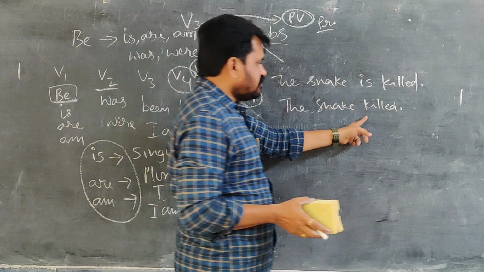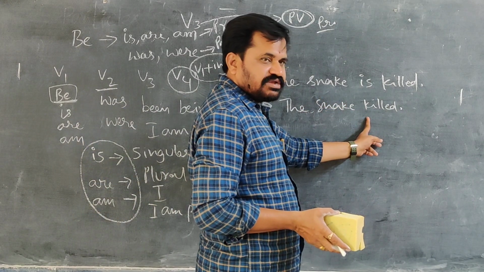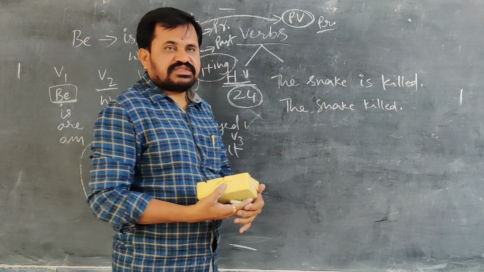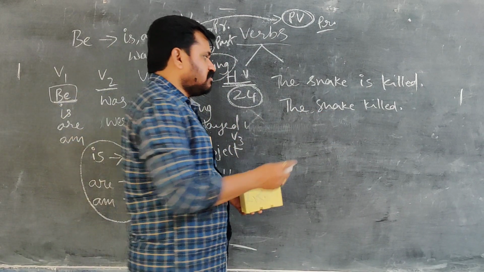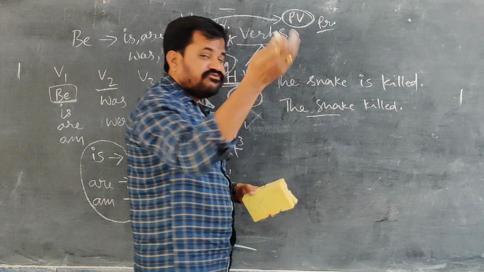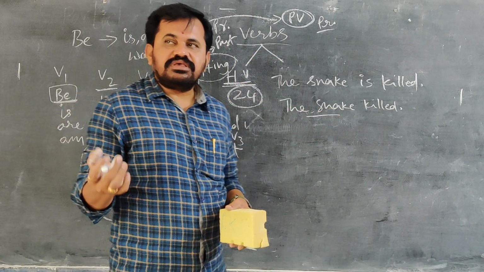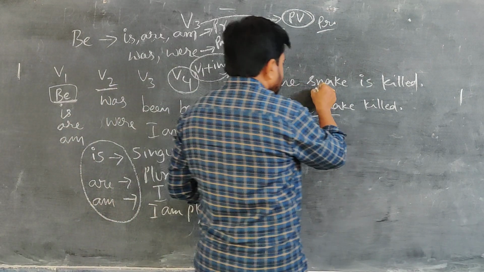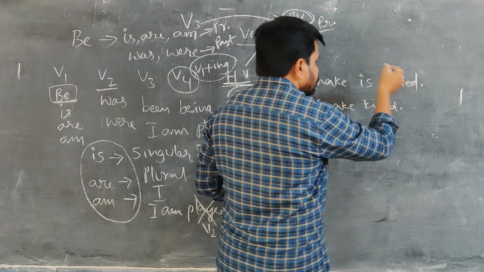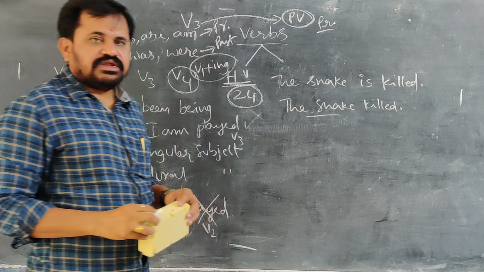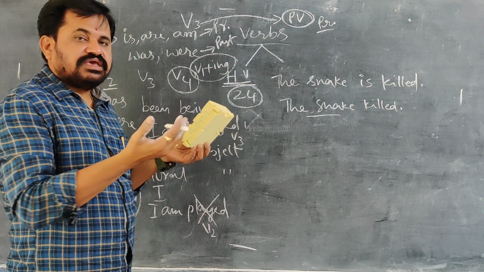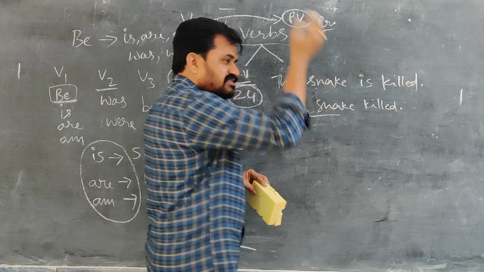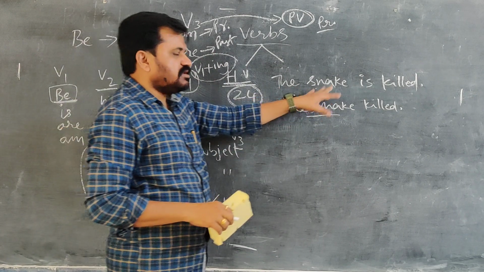'The snake killed' means here, what is the subject? Who is killing? The snake is killing. The snake is the killer. It means the snake killed someone, the snake killed a boy, the snake killed something. But 'the snake is killed' means the killing result is taken by the snake only. The snake itself is killed by someone. Someone killed the snake. That is the difference.